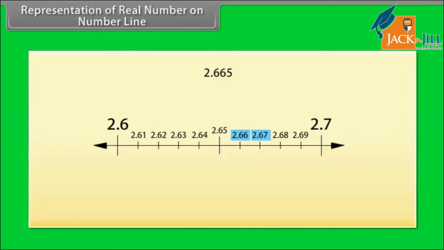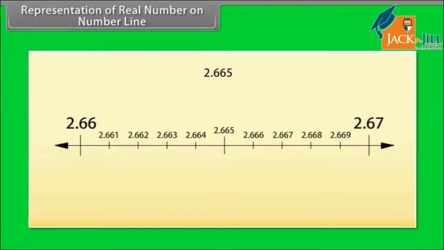Again, 2.665 lies between 2.66 and 2.67. Let us focus on this portion of the line and imagine dividing the portion into 10 equal parts. The first part represents 2.661. The second part represents 2.662, and so on. 2.665 is the fifth mark in these subdivisions. This process of visualization of representation of numbers on the number line is called the process of successive magnification.